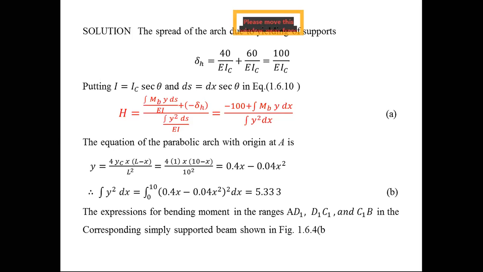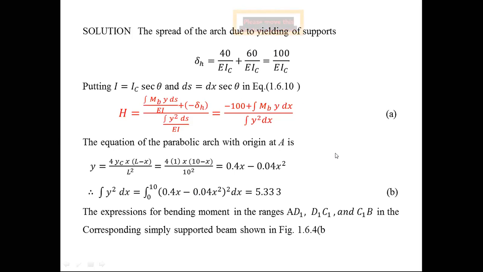Yes, sir. Okay. So if the supports are yielding like this, you add only the numerator, delta minus delta H. Already I have given the formula. So what is delta H? This is at support A 40 by AC, at support B 60 by AC. Total horizontal displacement due to yielding of support is 100 by AC.